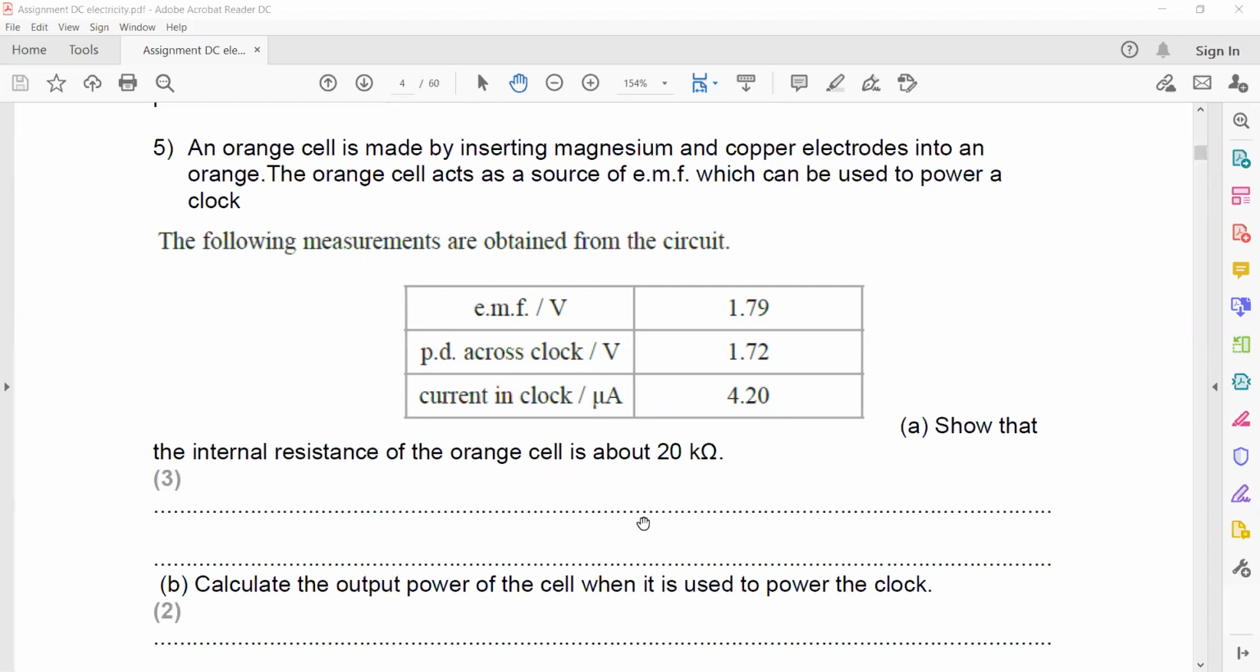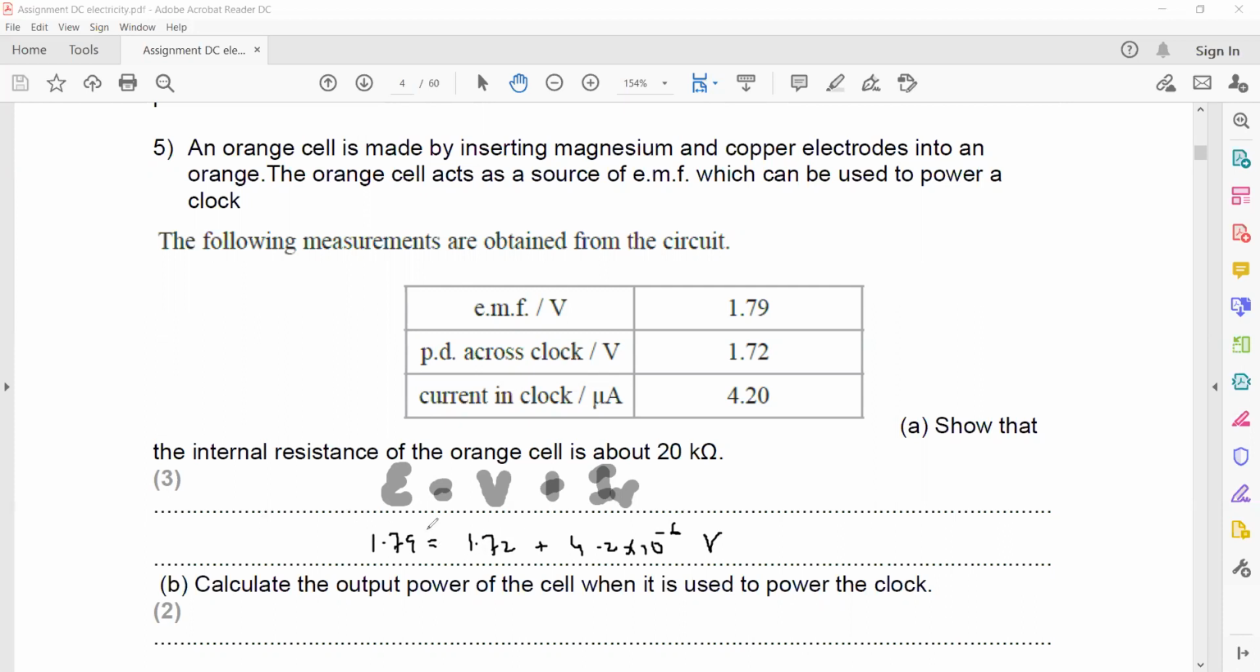So we have to show that the value of the internal resistance is about 20 kilo ohm. We have the formula which relates the EMF, internal resistance and external resistance: EMF is equal to external voltage plus internal voltage, which is I into small r. So EMF is 1.79, external voltage is 1.72, current is 4.2 into 10 to the power minus 6 because it's microampere, and the resistance we don't know.